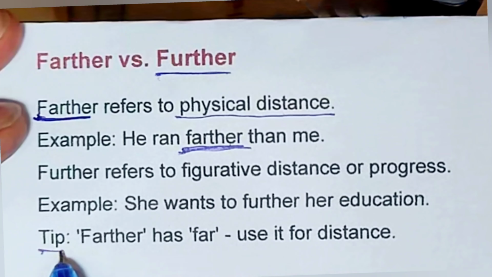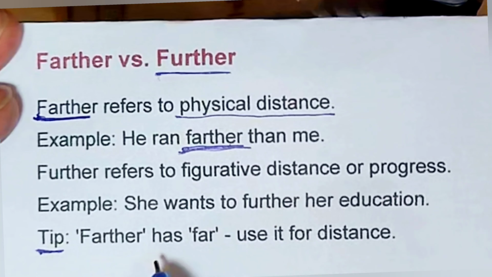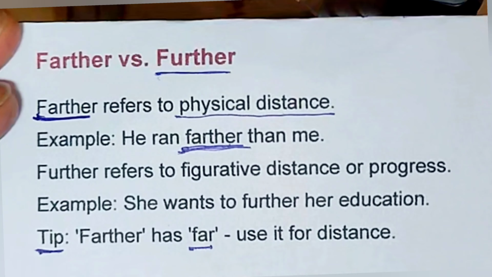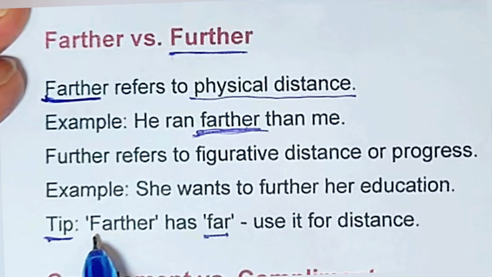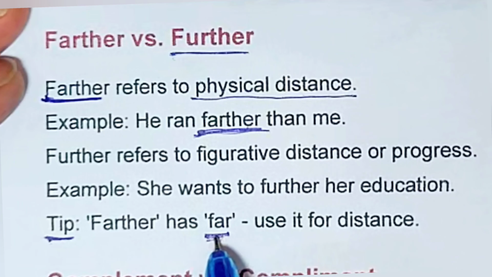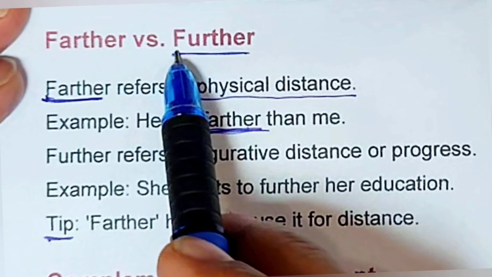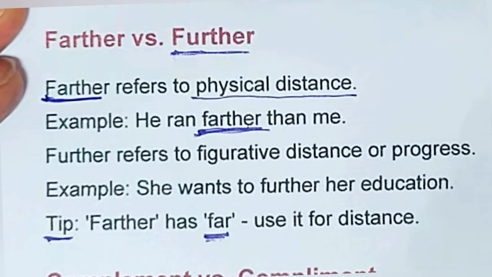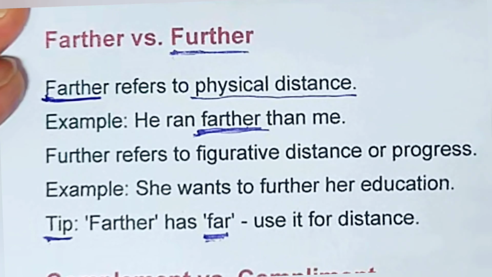Tip here to remember them easily: further has FAR, use it for distance. So you can remember this from the first three letters, and the next one is FUR. This is the difference. You can understand these two words clearly. Let's move on to the next one.